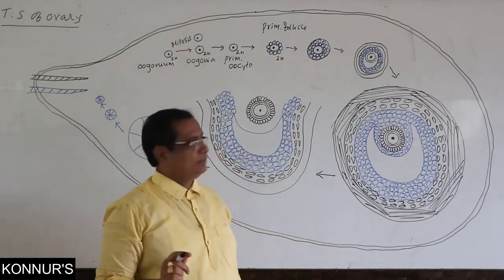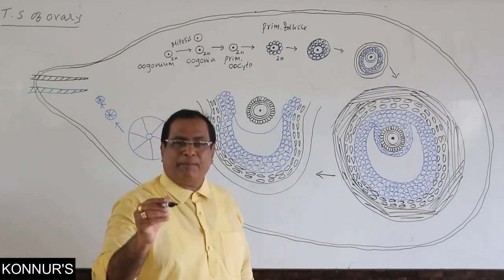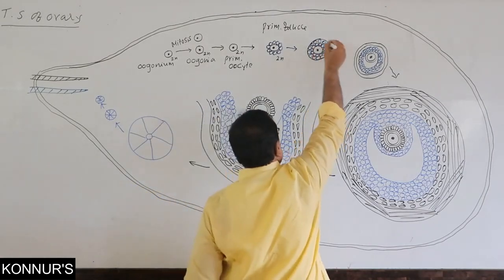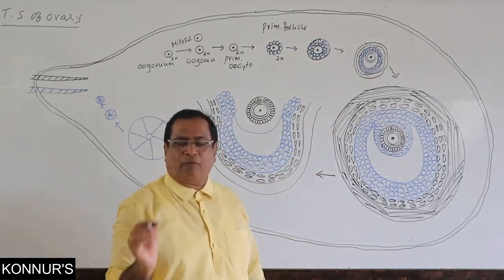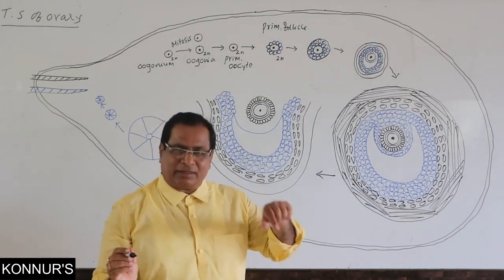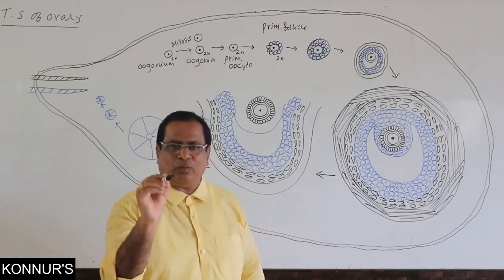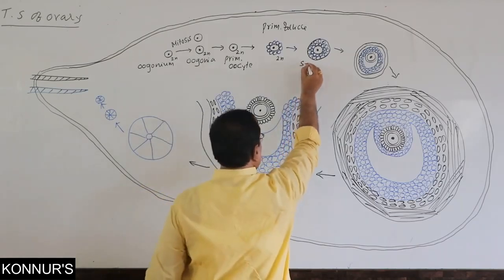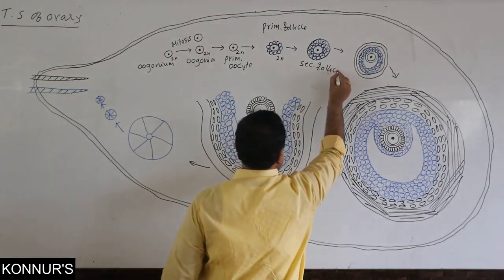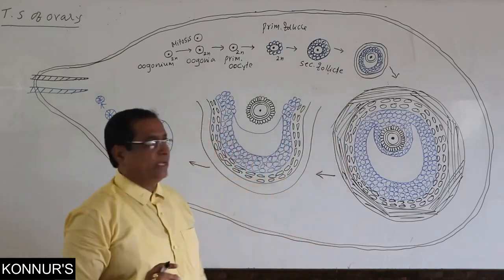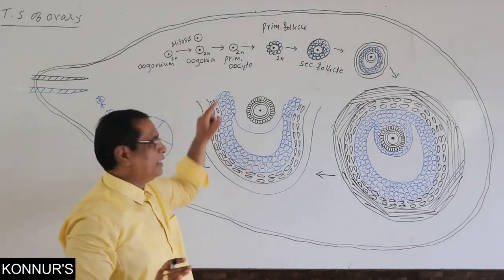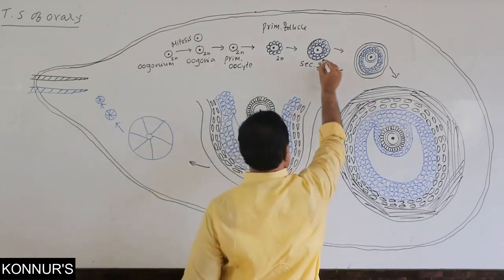And gradually, the layers of membrana granulosa are increased and theca is also formed. Once many layers of membrana granulosa and theca are formed around the primary oocyte, then it is said to be a secondary follicle. Whether it is a primary follicle or a secondary follicle, the primary oocyte is diploid.